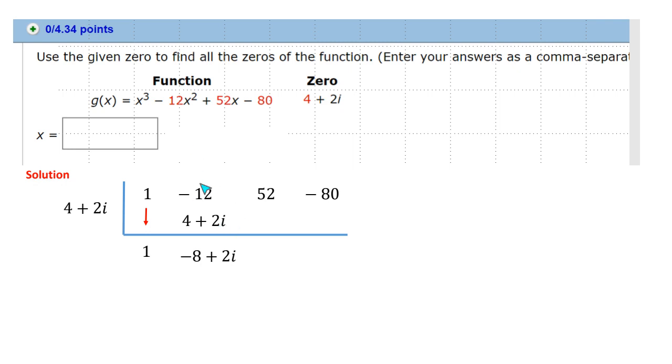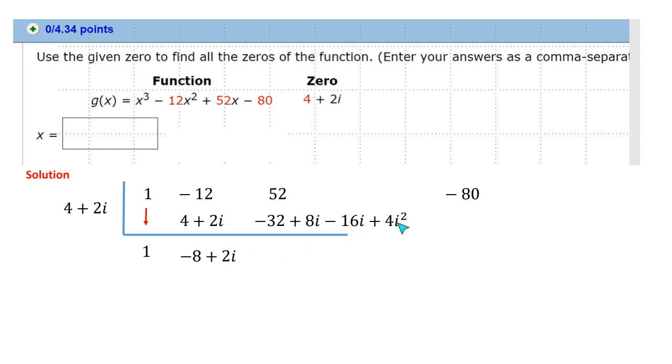This looks a little crazy, but we can simplify by adding common terms. Negative 12 plus 4 is negative 8, and then we have our plus 2i. Now we start the process again. We're going to multiply 4 plus 2i times negative 8 plus 2i. So we're going to have 4 times negative 8, 4 times 2i, 2i times negative 8, and 2i times 2i. And it looks something like this. We get 4 times negative 8, negative 32, 4 times 2i, 8i, 2i times negative 8, negative 16i, and 2i times 2i is 4i squared.